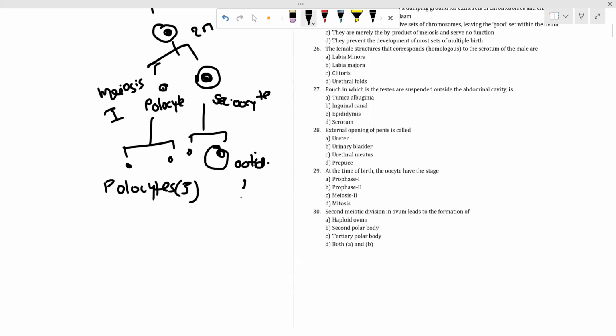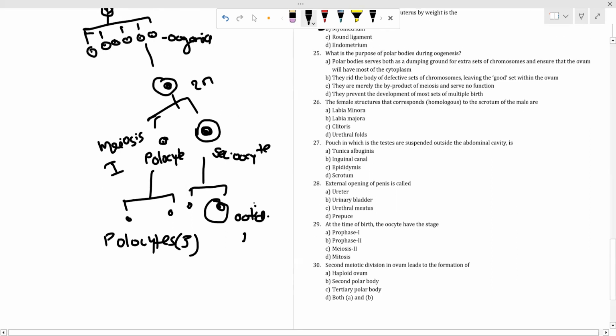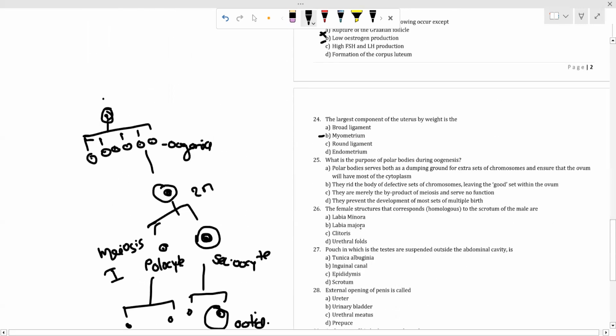So polocyte formation is just to push off the haploid chromosomes. Half of the chromosomes divide and form a polar body. The polar body has no function. So in this question 25, the option should be A.